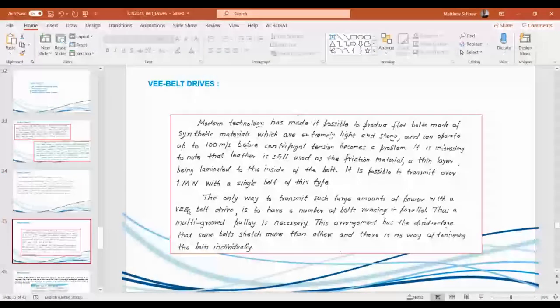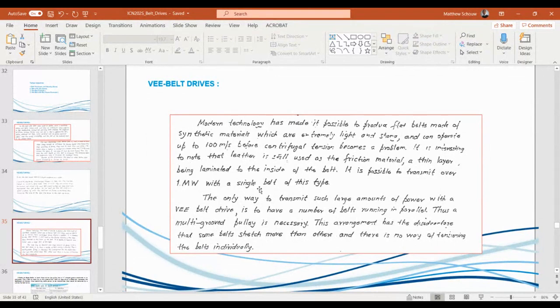Okay. The last part basically says here, modern technology has made it possible to produce flat belts made of synthetic materials, which are extremely light and strong. You can operate up to 100. So we don't use leather anymore. We have this new synthetic type material. And that's basically before the centrifugal force becomes a problem.